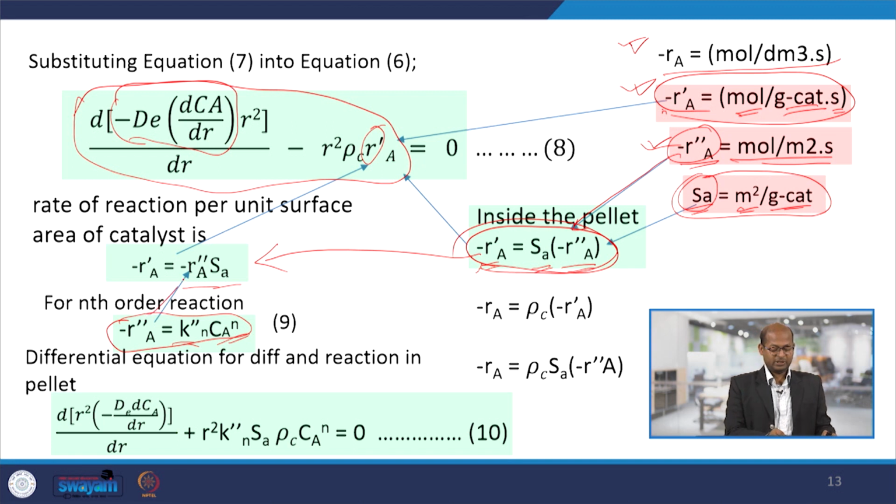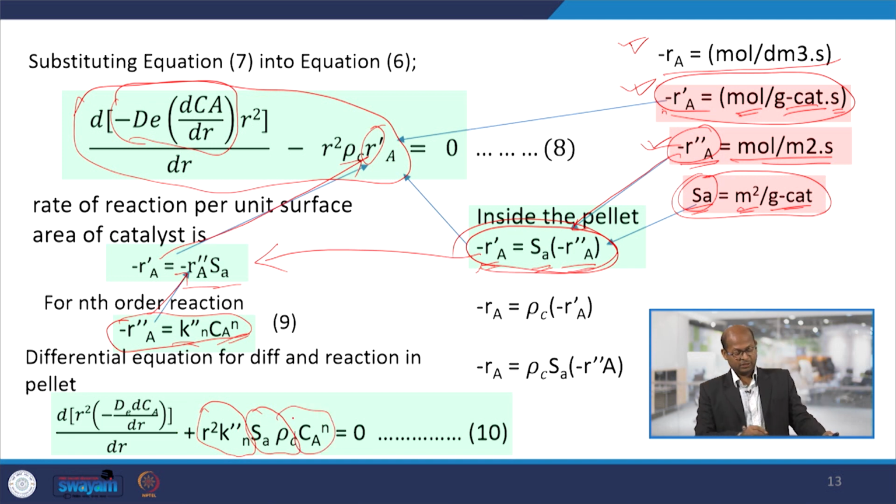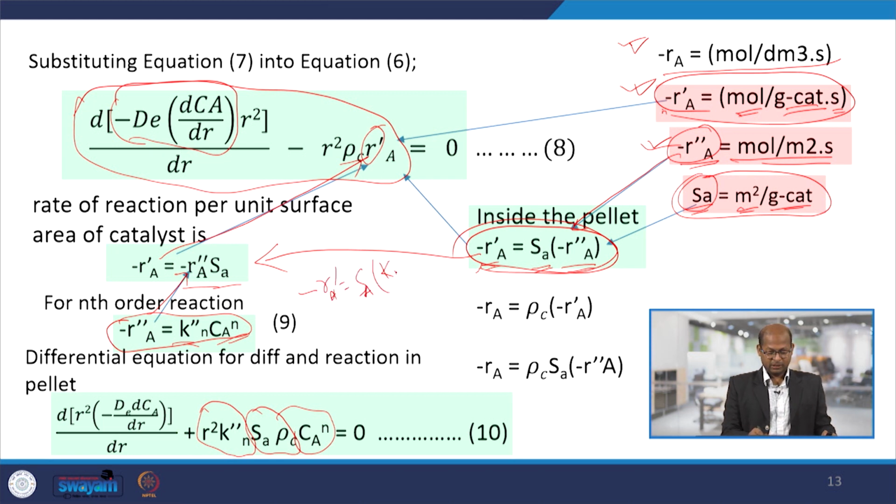Okay. So this rate we are substituting here, and then this rate we are substituting here. Then equation 8 we can write this way. Here this component we have substituted. So then you can see minus R A prime equals S A into K n double prime C A to the power n. So basically R A prime we are substituting, the rest remain the same. Now equation 10 is there.